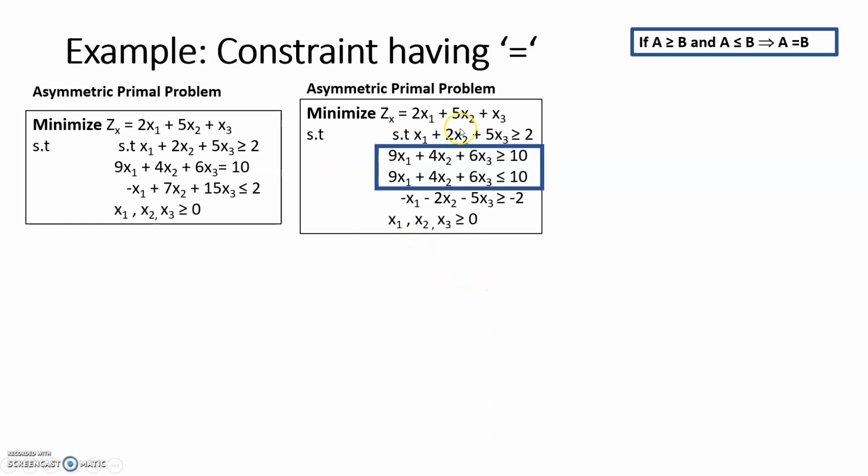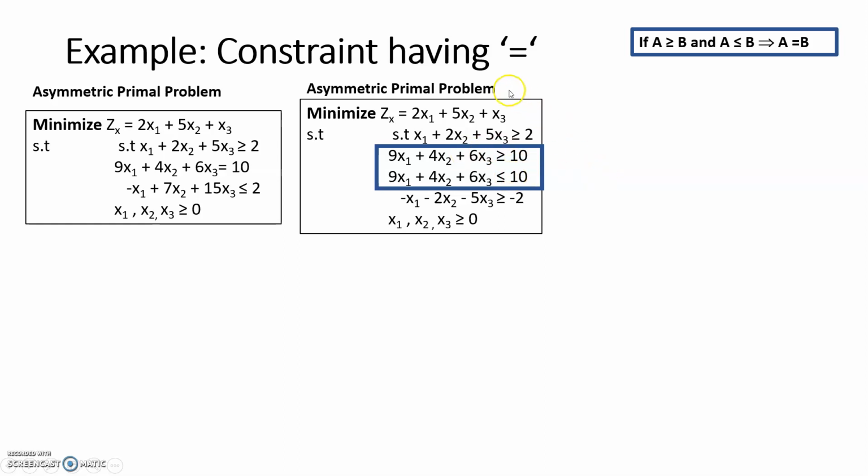So the rest of the things are the same, except the third constraint is also not in the appropriate form. So we convert this into greater than or equal to by multiplying it by minus 1, and we convert this equality into two inequalities. One constraint is having a greater than or equal to sign, and another is having a less than or equal to sign. So we convert equality into two constraints having different signs.